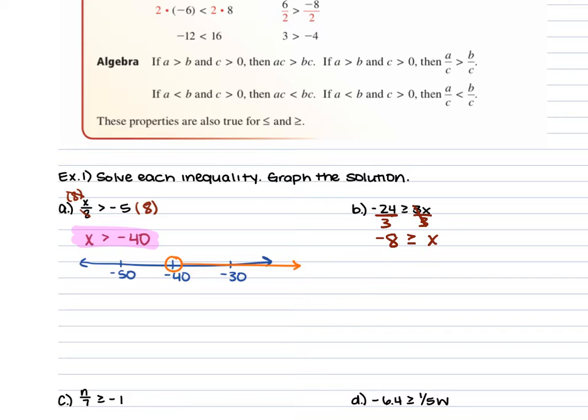Now with this one, our x does not come first, so we're going to rewrite it to where x comes first. Right now, that sign is open to the negative 8, so we're going to keep it open to the negative 8 when we rewrite it, and we're just going to have x is less than or equal to negative 8.